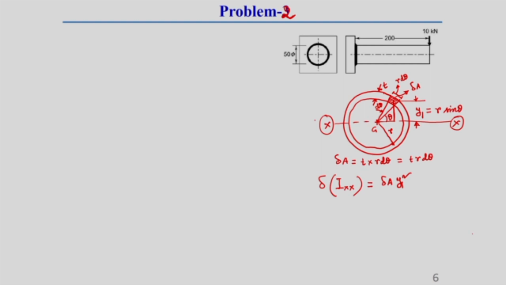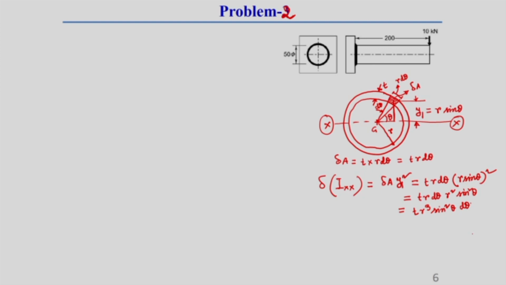Okay. So, by this what are we getting? We know delta A equal to T r d theta, and y1, I have already shown, y1 equal to r sin theta, this whole squared. So, we are getting T r d theta into r square sin square theta. So, this will be equal to T r cube sin square theta d theta.